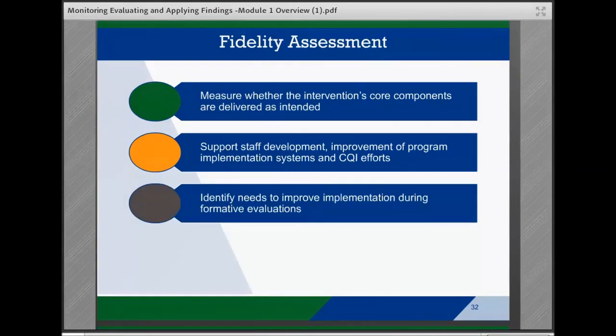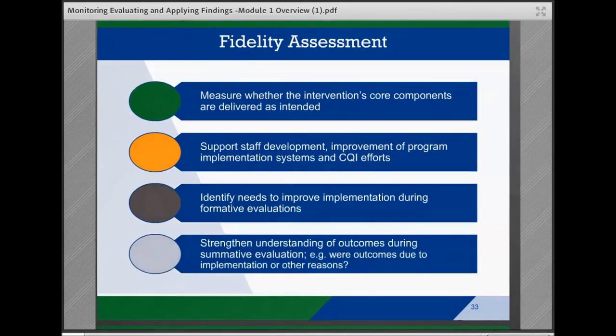As part of a formative evaluation, teams can use a fidelity assessment to identify needs to improve implementation through training, coaching, technical assistance, or other supports. A fidelity assessment can also strengthen a summative evaluation and the team's understanding of outcomes. Before making judgments about whether or not an intervention is effective, it's important to determine the extent to which and how well the intervention's core components were implemented.